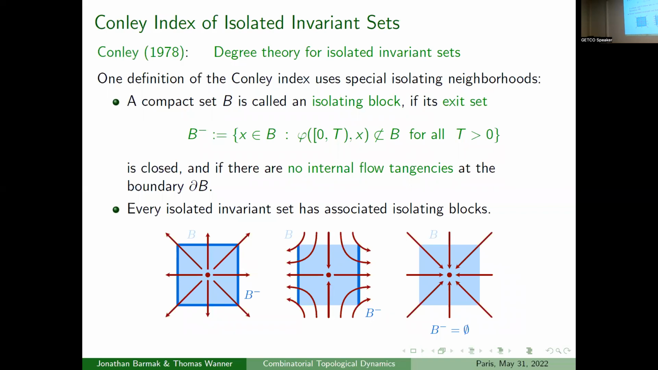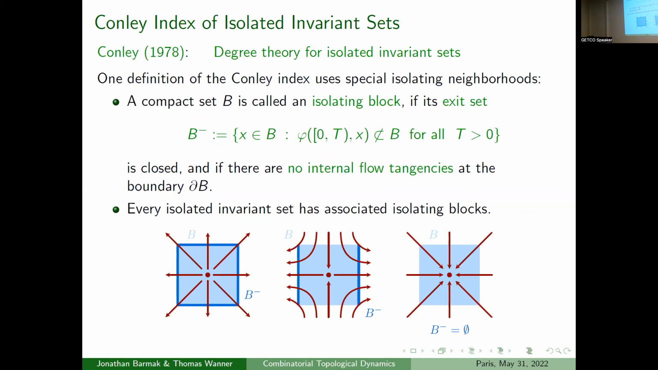Here's how they're defined. A set B is an isolating block if its exit set is closed. And by exit set, I mean all the points on the boundary where the flow immediately exits at forward time. And in addition, there should be no internal flow tangencies at the boundary. Here are just a few examples. In each of these examples, the equilibrium solution is my isolated invariant set. The isolating block is just a square that I drew around there.